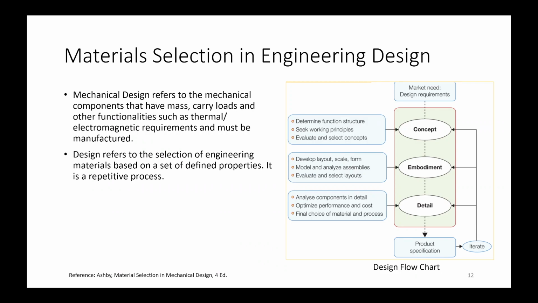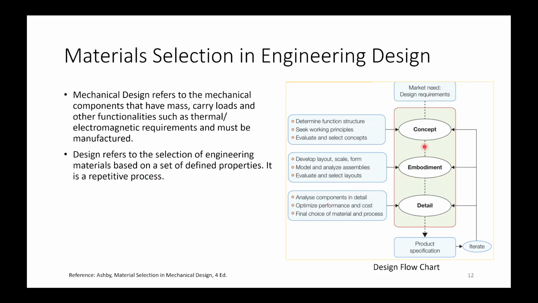Now we'll be going through some lecture slides. So firstly, material selection in engineering design. Mechanical design refers to the mechanical components that have mass, they carry loads and other functionalities such as thermal, electromagnetic requirements, and they must be manufactured. Now design refers to the selection of engineering materials based on a set of defined properties. It is a repetitive process.